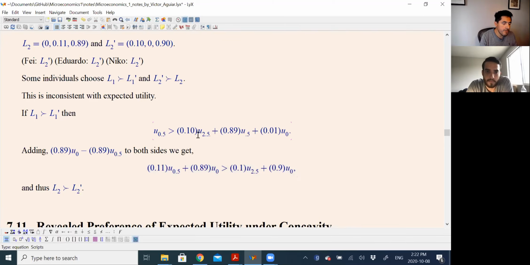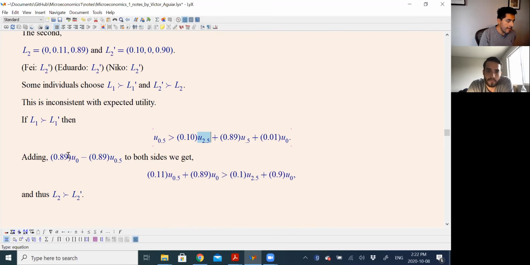Notice that in this derivation, I didn't have to tell you the value that you assigned to gaining 2.5 million. So this is completely non-parametric. However, just due to the linearity, if you prefer L1 to L1 prime, then if you're an expected utility maximizer, L2 is better than L2 prime. So Nico is not an expected utility maximizer. Now you can do the computations for Faye and Eduardo. In particular, I think they can be compatible with expected utility maximizers, but right now the important thing is to understand what happened with expected utility.